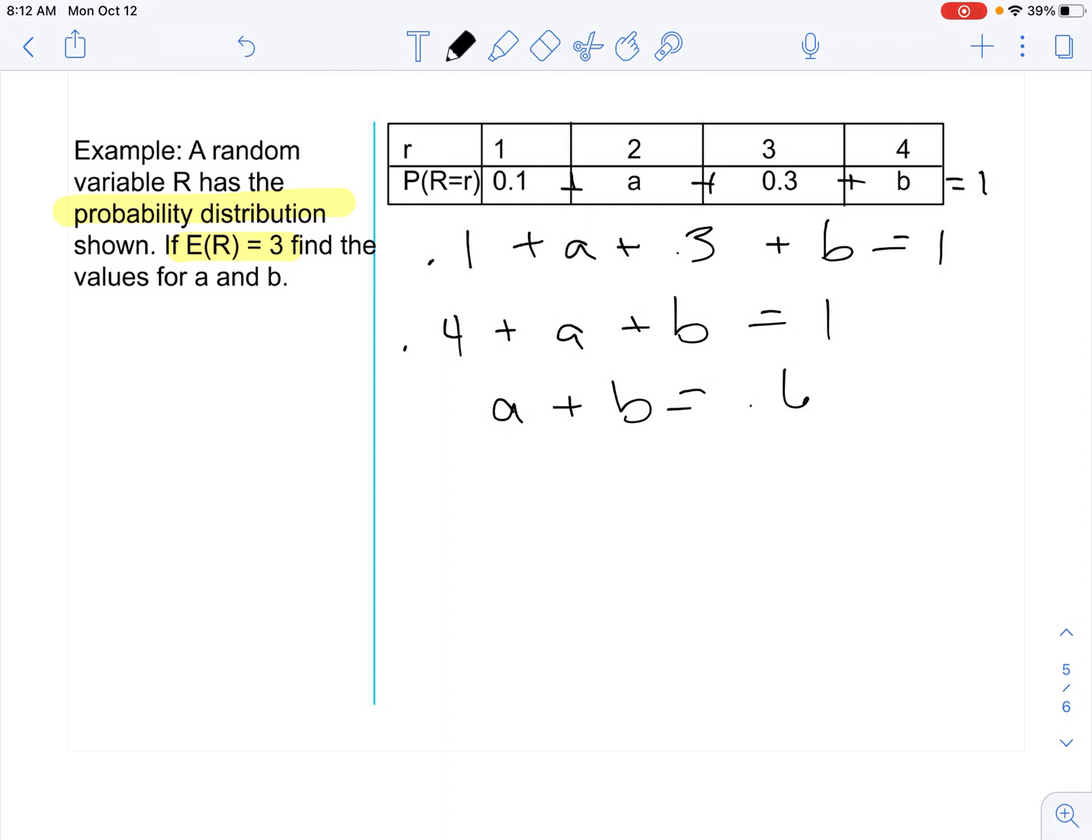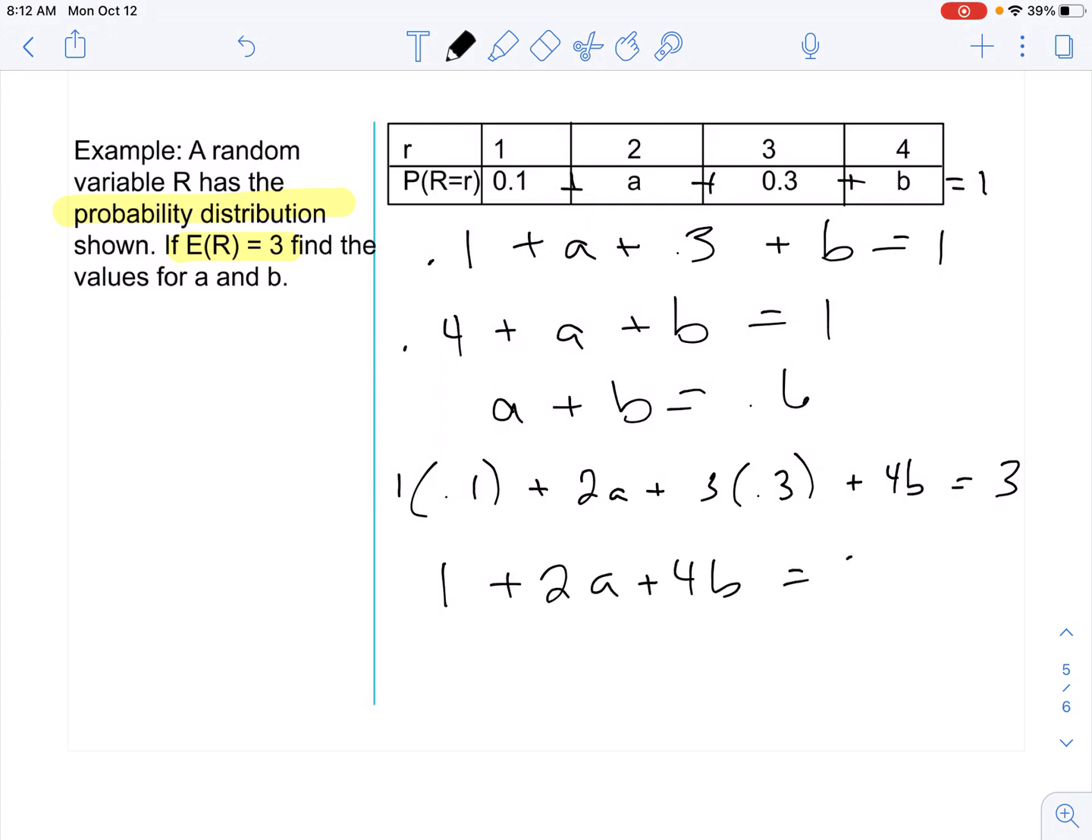We know the expected value is 3, so that means 1 times 0.1 plus 2a plus 3 times 0.3 plus 4b is equal to 3. I'm going to simplify that equation. I multiply 1 times 0.1 and 3 times 0.3, add those together, and you get 1 plus 2a plus 4b equals 3, or 2a plus 4b equals 2.